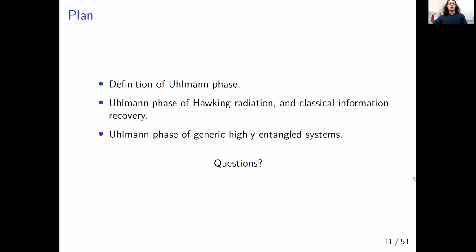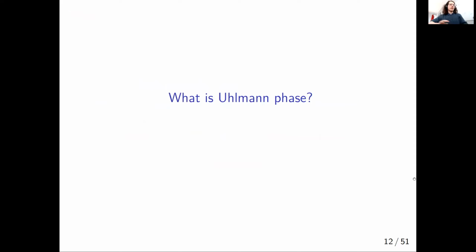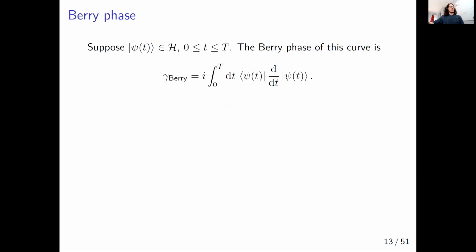Okay, so I'll get going. Let me first define Uhlmann phase. As I said, this is a generalization of Berry phase. First recall that the Berry phase of a curve of normalized states is defined in this way. We have this curve of normalized states, and we compute this integral along it.